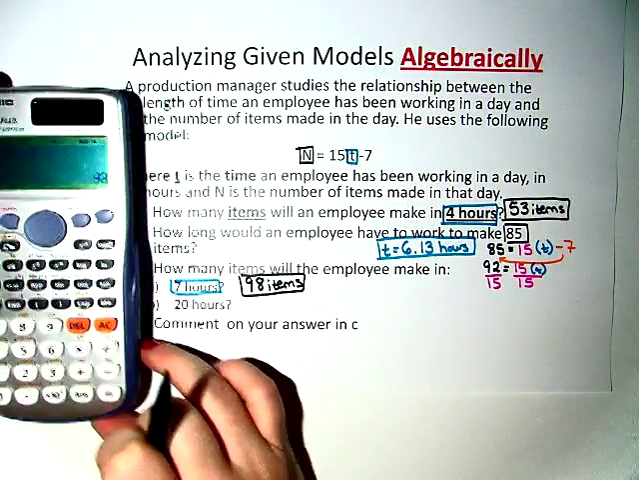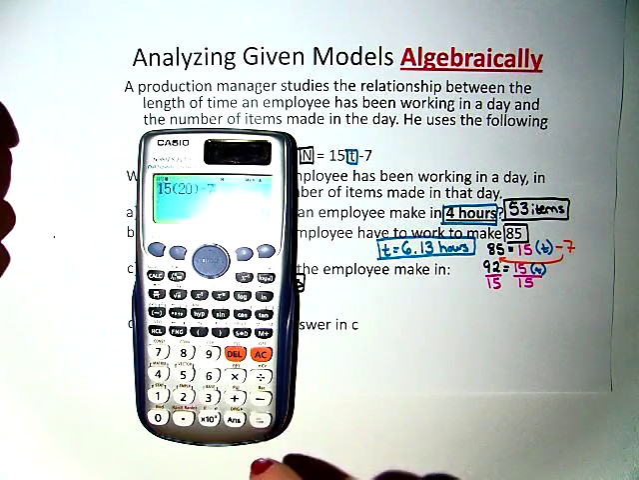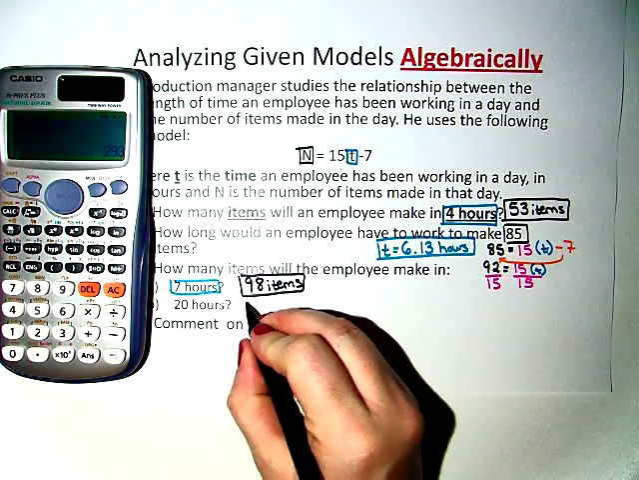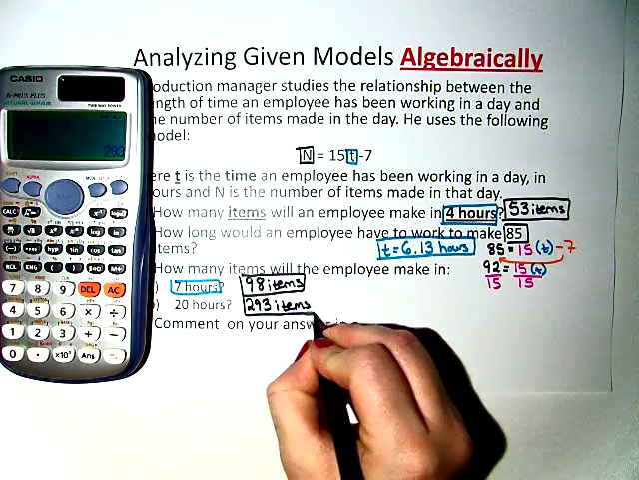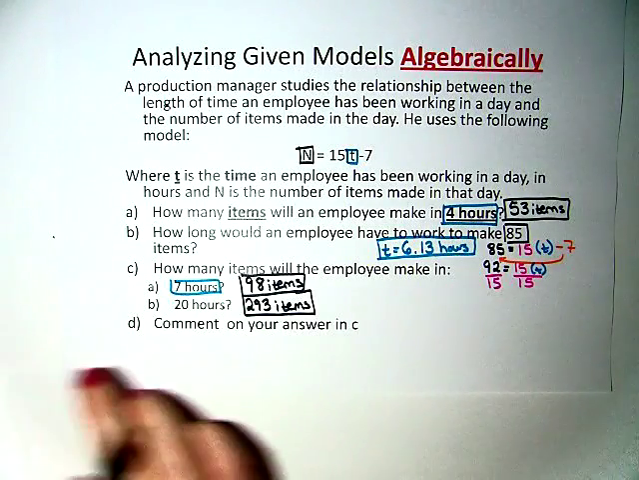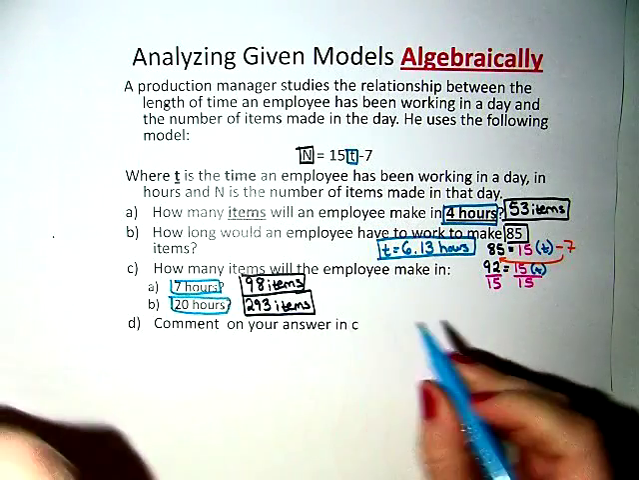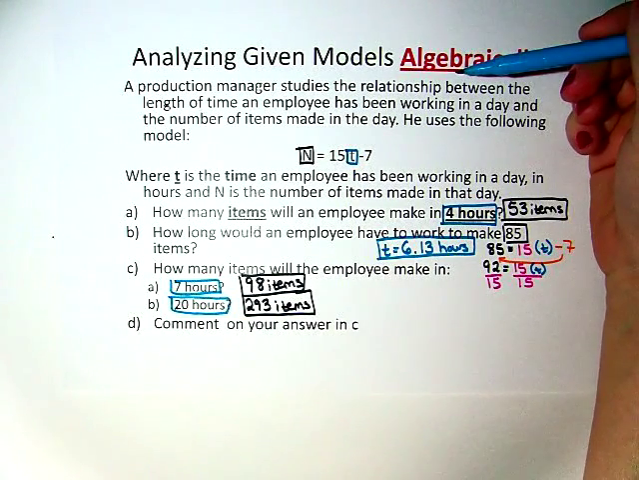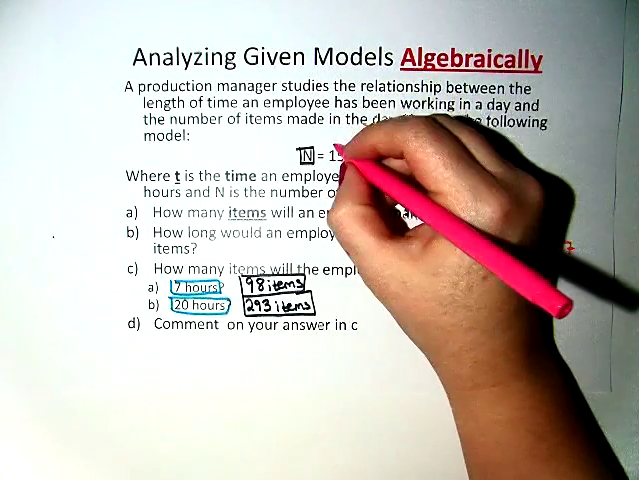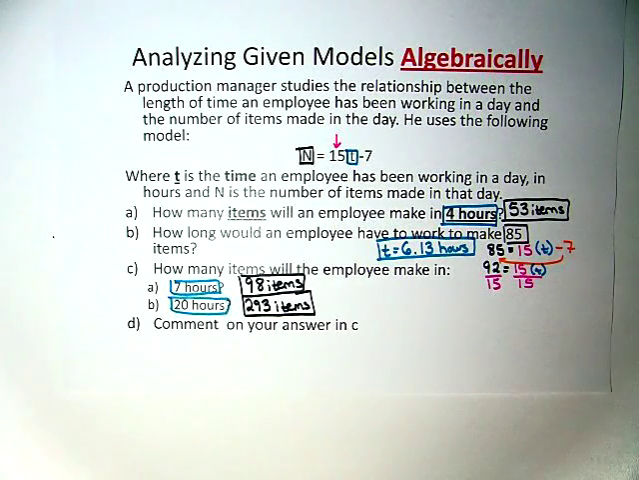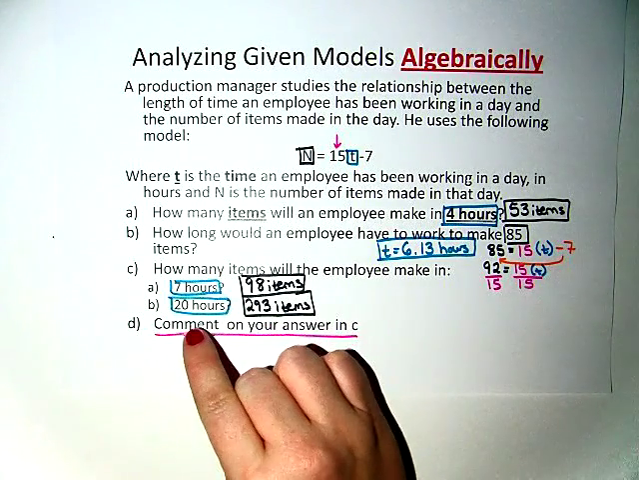And what about 20 hours? Okay, 15 times 20 minus 7. Okay, so if we overworked our employees, we could really make a lot of items. However, if we comment on the answer and see, by plugging in 20 hours in a day, it doesn't give the employee a chance to rest, to relax, to eat, to sleep, which would affect our slope. So this, when we comment on the answer, is not a realistic time frame.